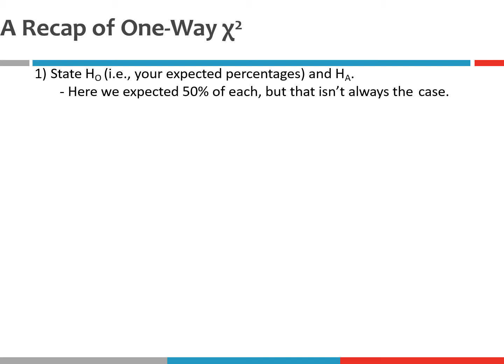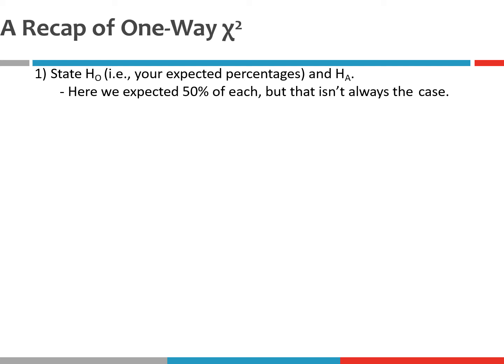And one thing I wanted to note is that in this particular problem, we expected 50% of each because we expected them to be equal, but that isn't always the case, right? So for example, if I administered a survey asking students what their political affiliation was, national surveys put college students at about 60% Democrat and 40% Republican. Okay, so those would be my expected percentages.